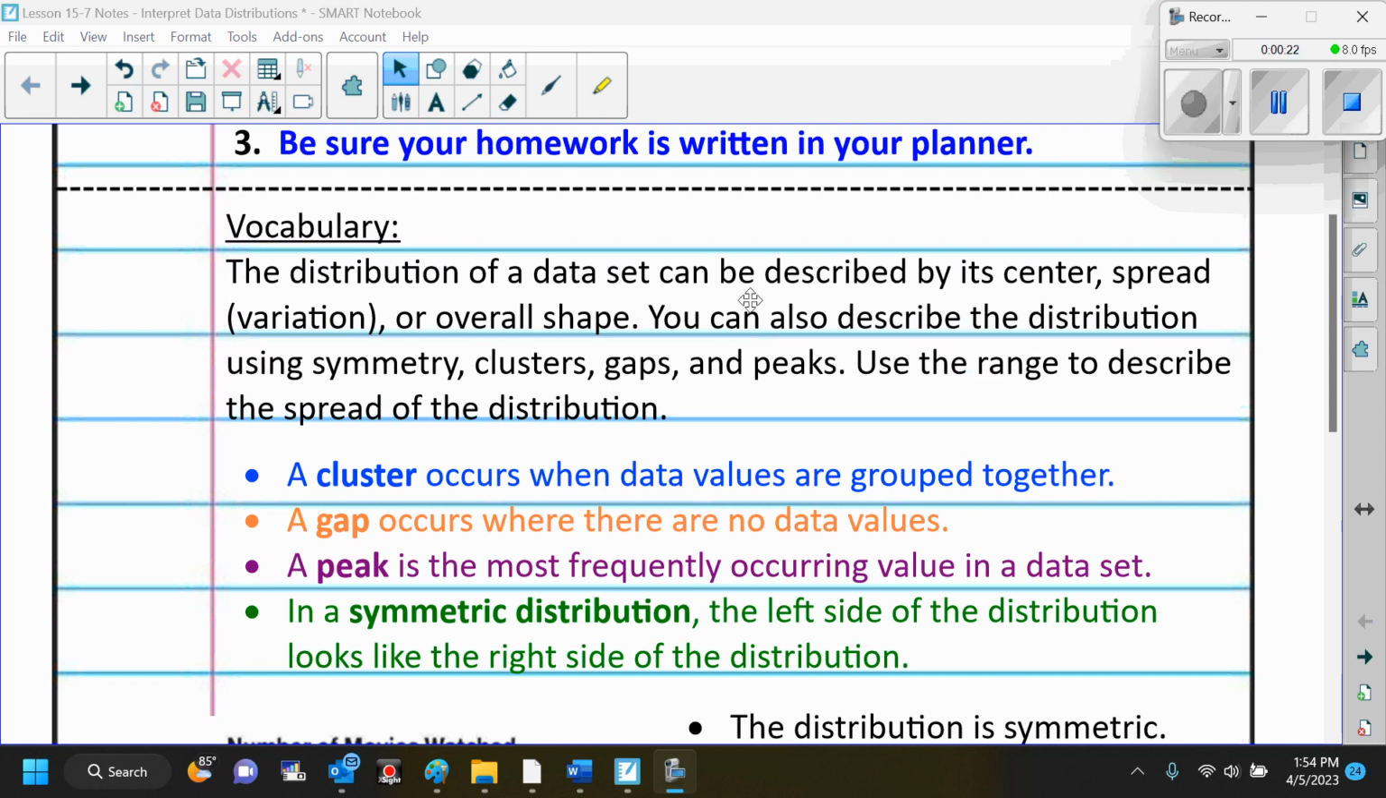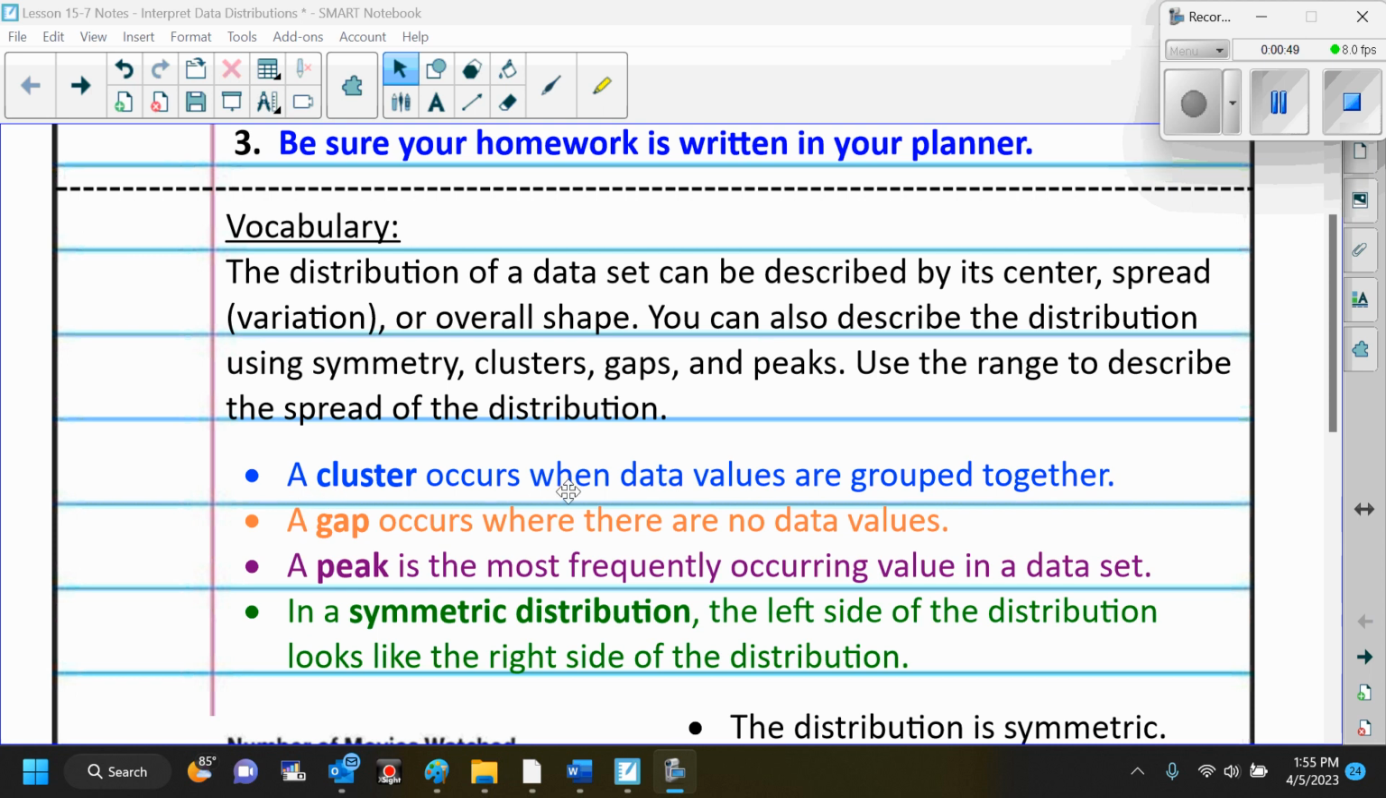The distribution of a data set can be described by its center, spread or variation, or overall shape. You can also describe the distribution using symmetry, clusters, gaps, and peaks. We want to use the range to describe the spread of the distribution. Make sure you have all of these colors written down.